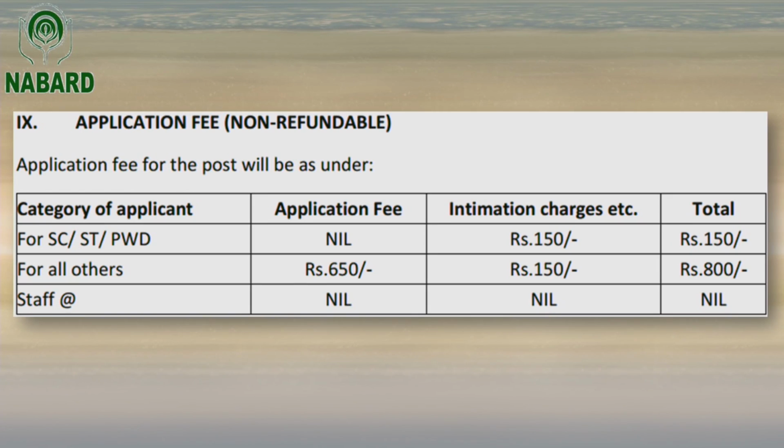The next part is application fee, that is non-refundable. Application fee for the post will be as under. Category of applicant for SC, ST, PWD: application fee is nil and intimation charges will be 150 rupees. It means we can say the total is 150 rupees. For all others, application fee is 650 rupees, intimation charge is 150, and the total is 800. And for the staff of NABARD, application fee is nil, intimation charge is nil. It means we can say the total charge is also nil.